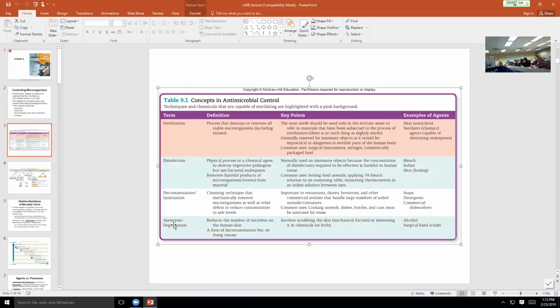So is it possible to sterilize a person's skin? Not completely. No, it would not be possible to sterilize. And when we say sterilize, if you're talking about sterilization, you're talking about destroying or removing all the microorganisms, including viruses. You're removing everything. You're talking about a sterile environment.